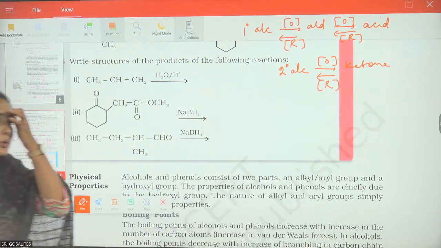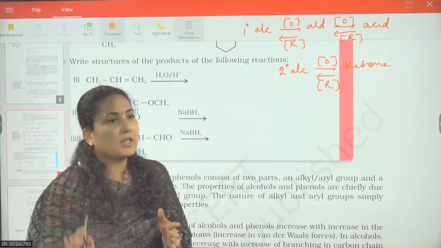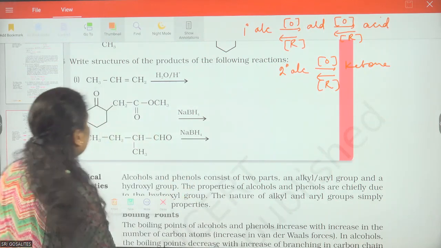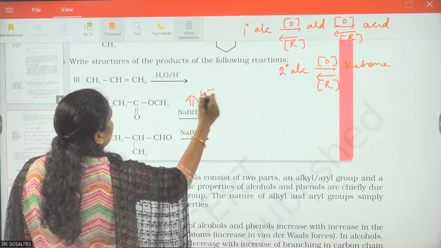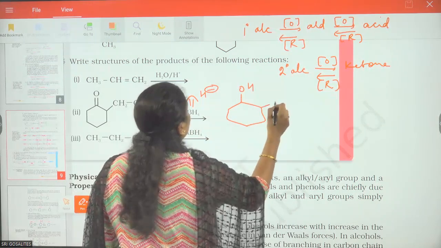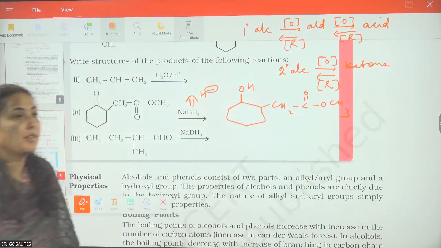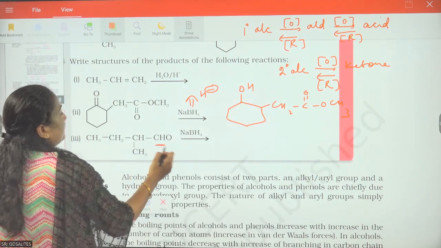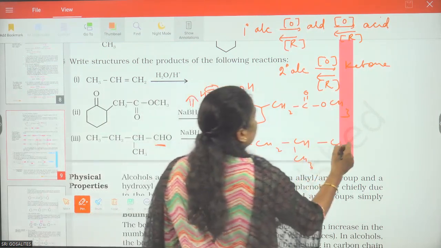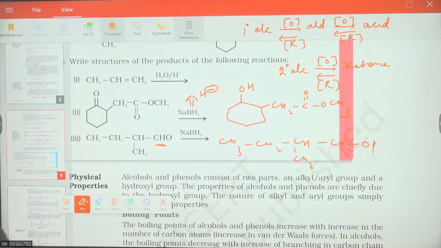So remember, sodium borohydride is able to reduce aldehyde and ketone. Along with that, the most reactive acid derivative, which is basically your acid halide. And in fact, this alkyl halide also it does. And it supplies basically H minus from here. So what you are going to write as the product is OH, and you're going to write this as CH2, C double bond O, OCH3. Getting it? So again, what will happen here? CH3, CH2, CH, CH3 and CH2OH. Clear about this, everybody?